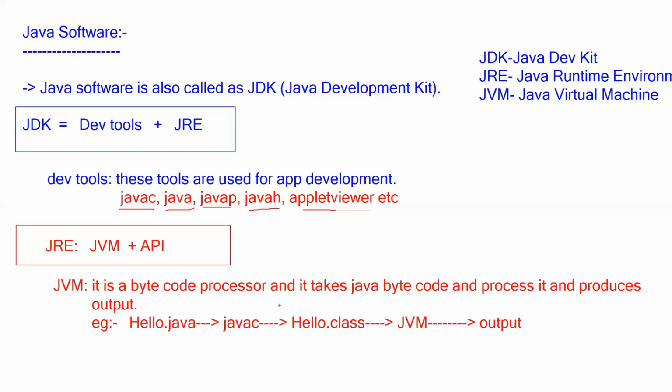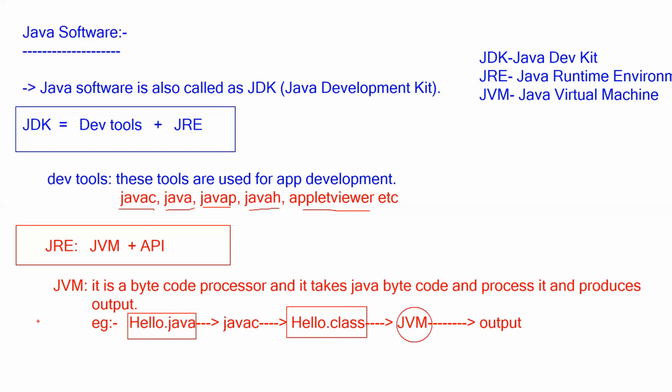So here the bytecode is present in the hello.class file, which is generated by the Java compiler when it is compiling the Java program. All right. That's why JVM is called a bytecode processor, which finally runs the bytecode and produces the output.